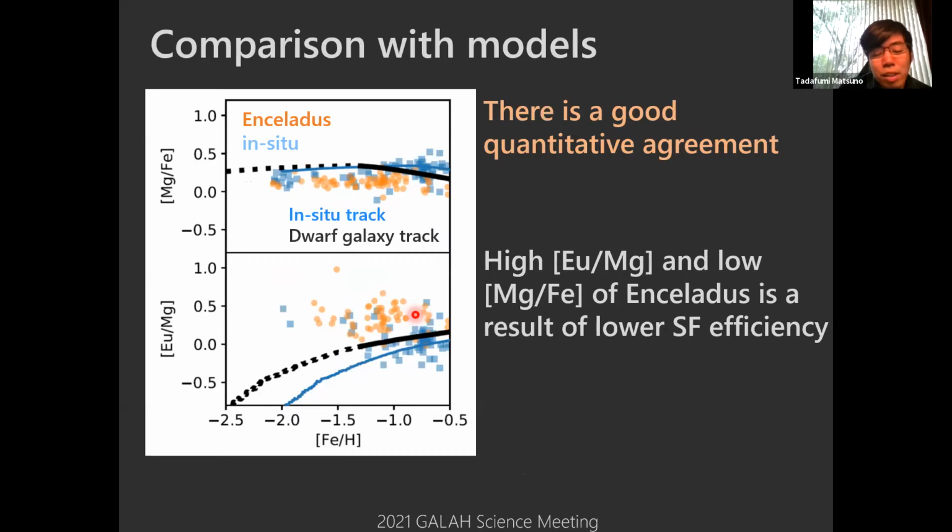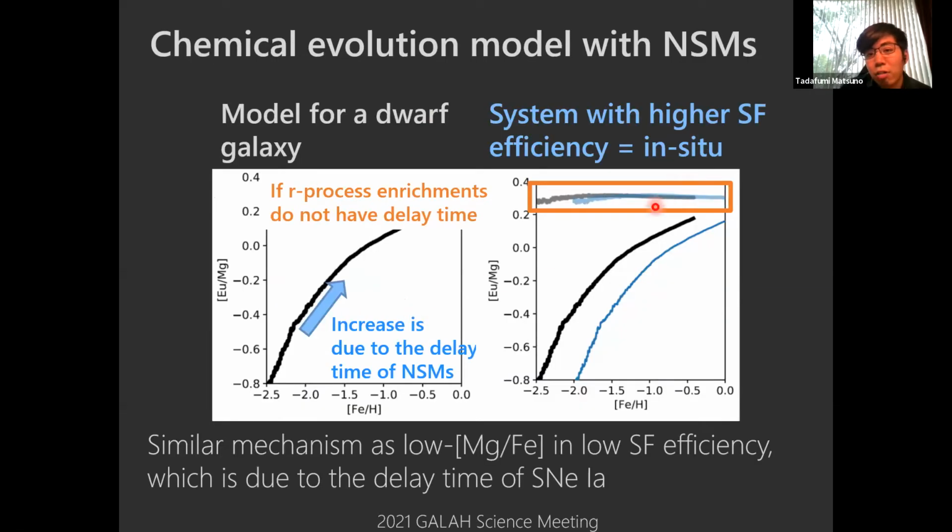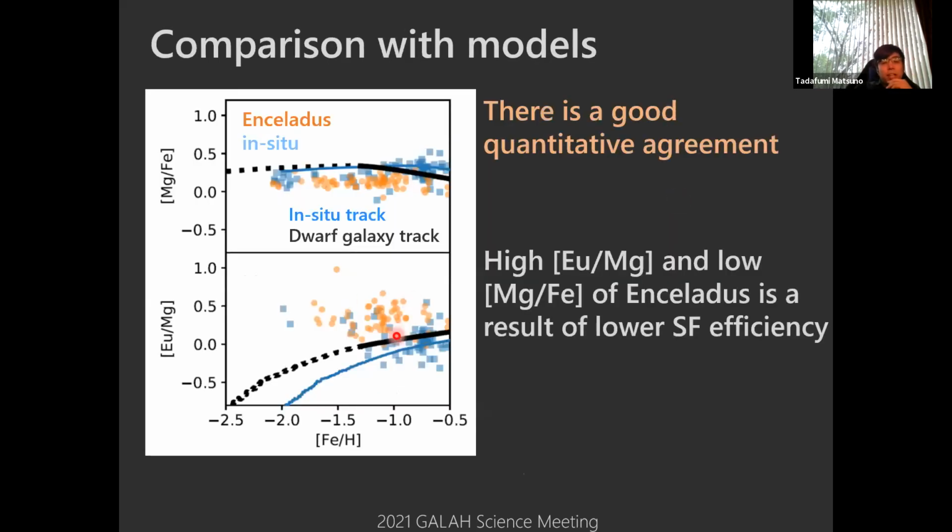Okay. So I think the key is the lack of difference when we assume core-collapse supernovae as the origin of R-process elements, because in the case of R-process nucleosynthesis by core-collapse supernovae, the R-process abundance would not depend on the star formation efficiency, because basically europium and magnesium are produced at the same time. So it is actually true that both of the systems seem to have a flat trend in europium over magnesium as a function of metallicity.